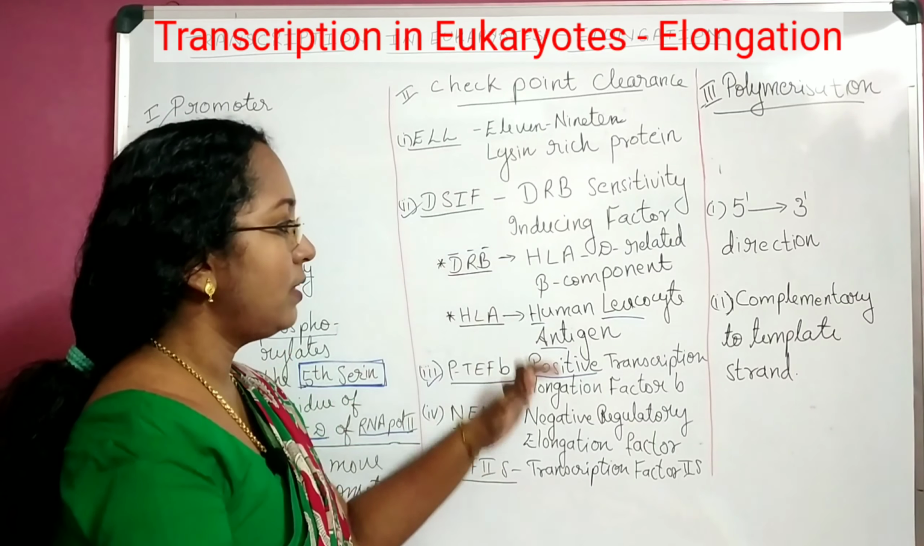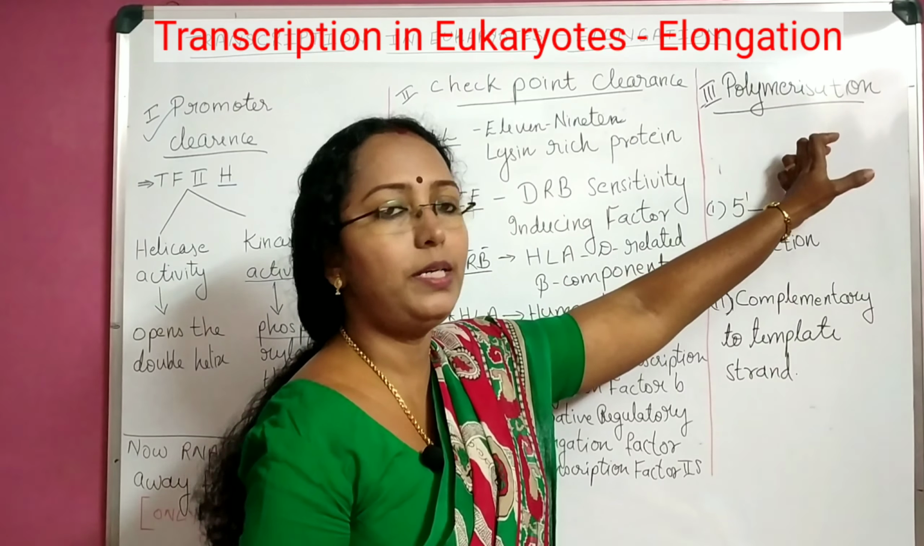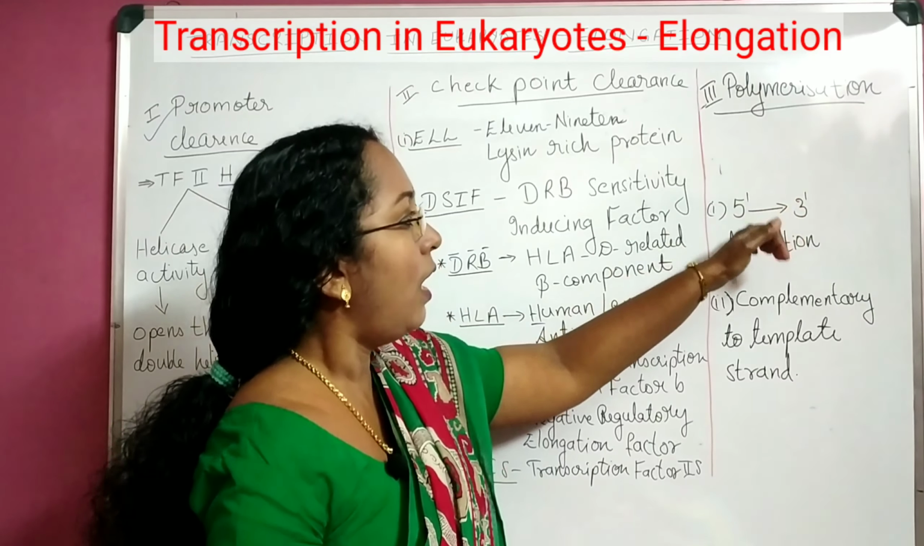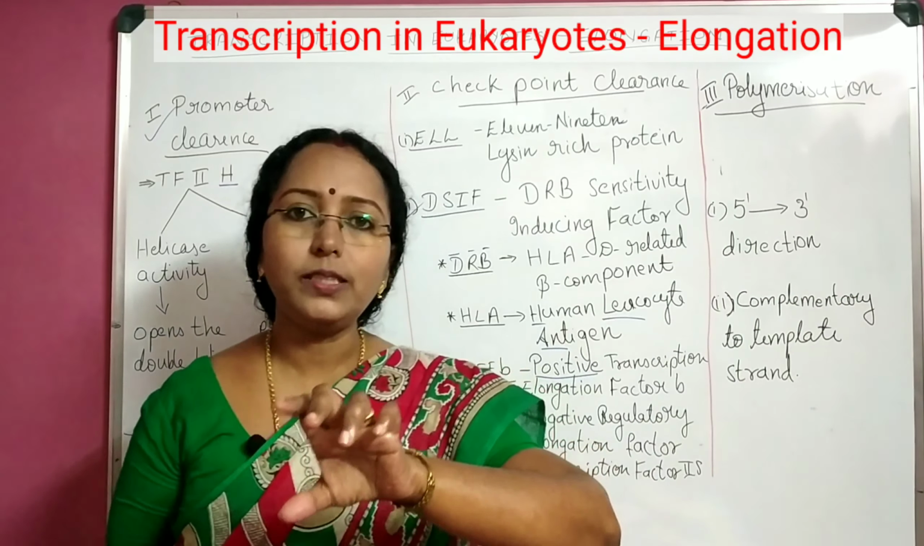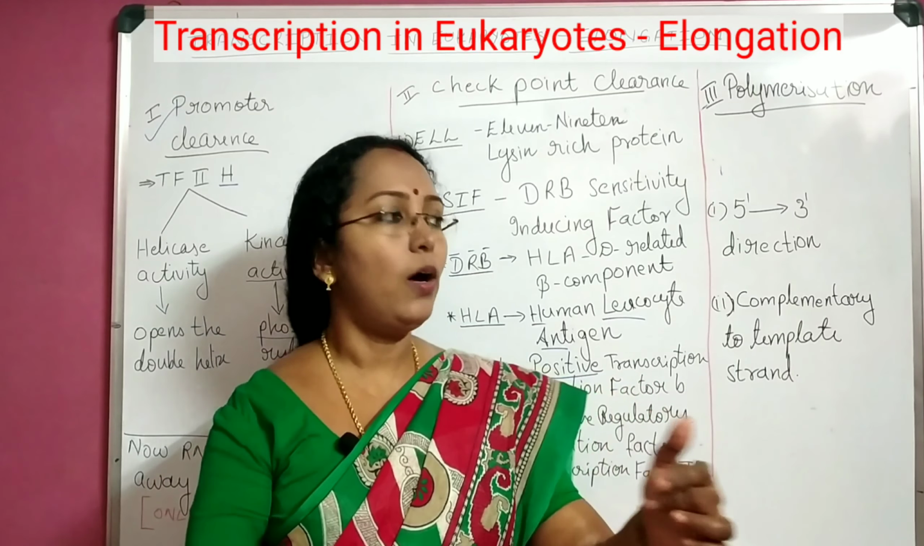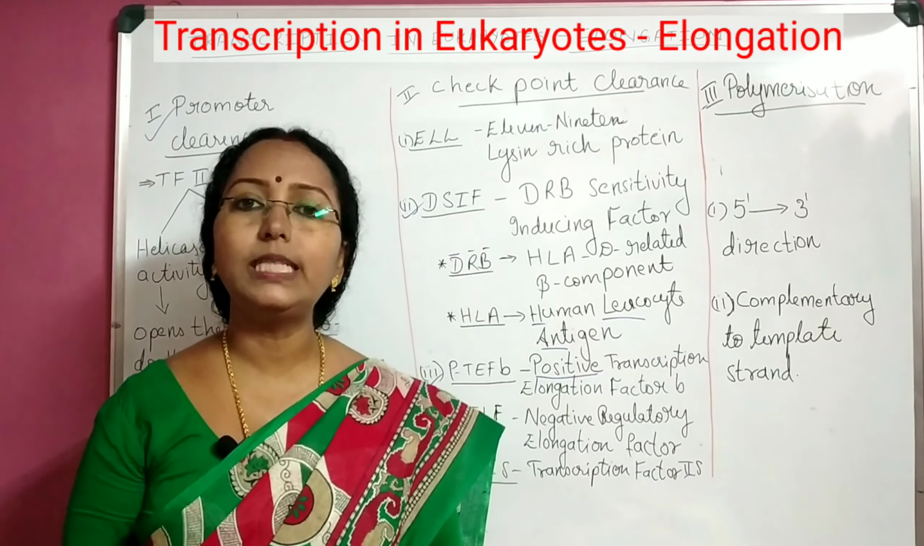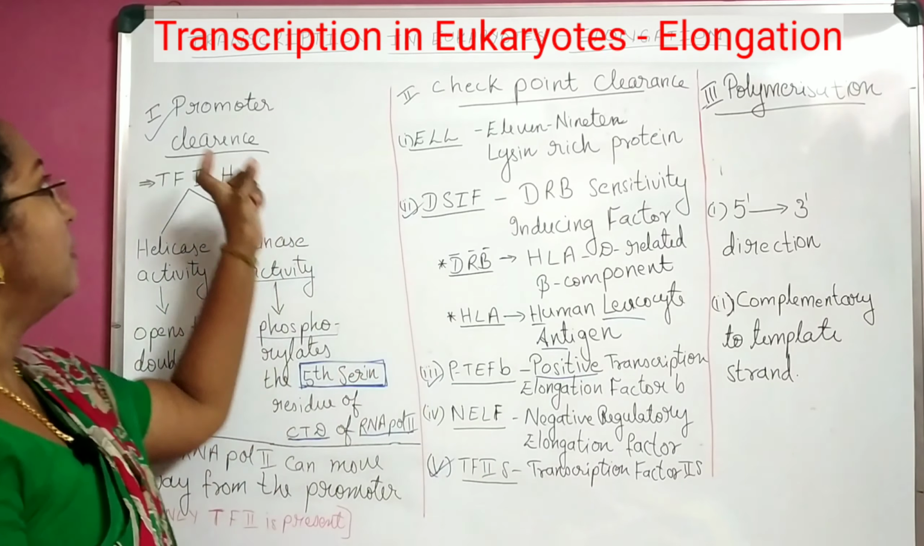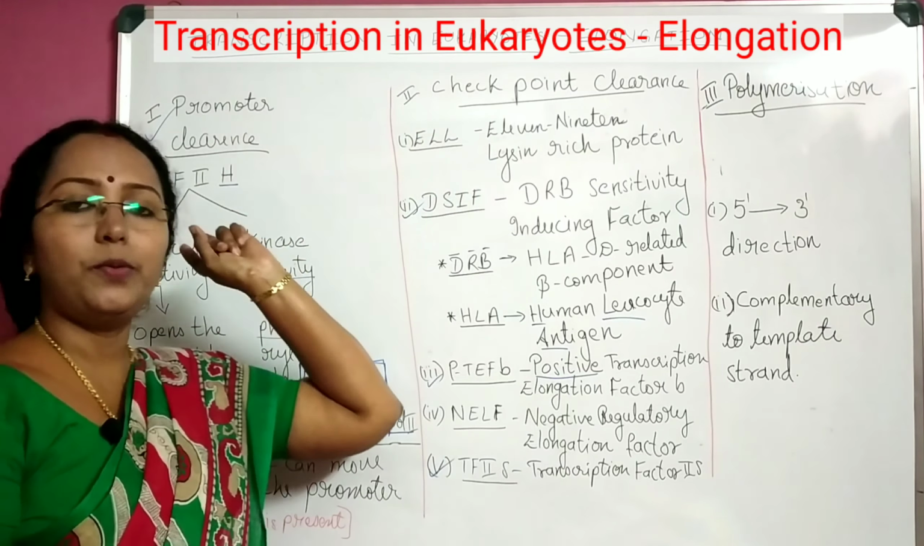Now after learning this, we'll understand the last point, that is polymerization. That means how in the 5' to 3' direction the RNA molecule is getting formed, and how nucleotides are getting added according to the complementary template strand. So 3 heads: promoter clearance, checkpoint clearance, polymerization. Promoter clearance is very clear to you, I believe. Now let's focus on how checkpoint clearance is taking place and how these 5 members listed over here are actually acting one after the other.